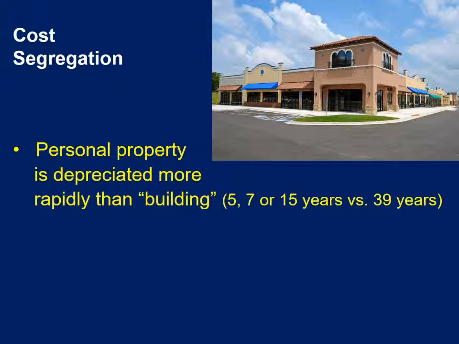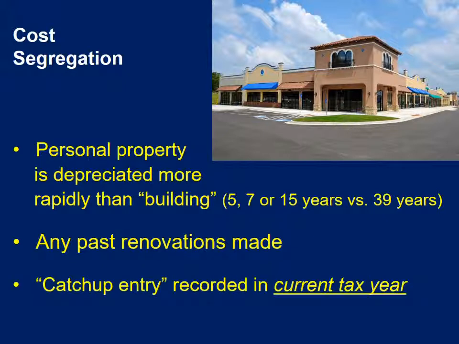Straight line building is depreciated over 39 years, whereas personal property can be depreciated in one of three buckets: 5, 7, or 15 years. Now, this personal property can also include any past renovations you've made on your building. And if you haven't been recording them correctly, the IRS will allow you to enter a catch-up entry and record this misdepreciation in the current tax year. Now, all this sounds great, but let's actually run through an example so you can see what I'm talking about.